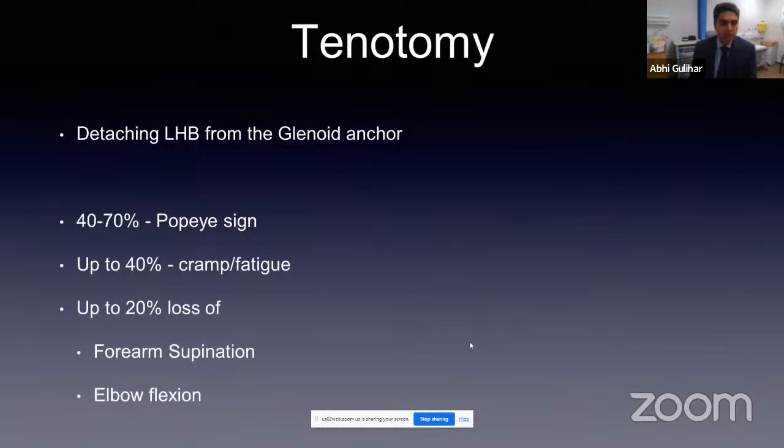Now, if you believe the publications, different papers would have different quotes. So between 40 to 70% risk of a Popeye type sign when the biceps is cosmetically not very nice. Some papers say up to 40% chance of cramp or fatigue when they have been using their biceps for a long time after tenotomy. I would say in my practice it is about 10% with tenotomy, but then we do choose our patients selectively. And in some patients, even if it's long head of biceps, if they are very fit and active, there can be some loss of elbow movement and elbow strength as well. I have to say that's not common at all.